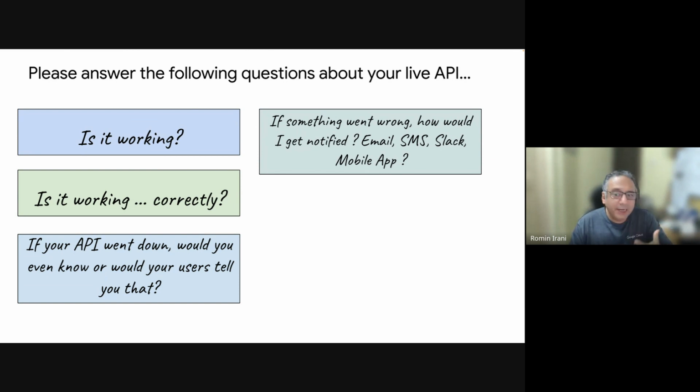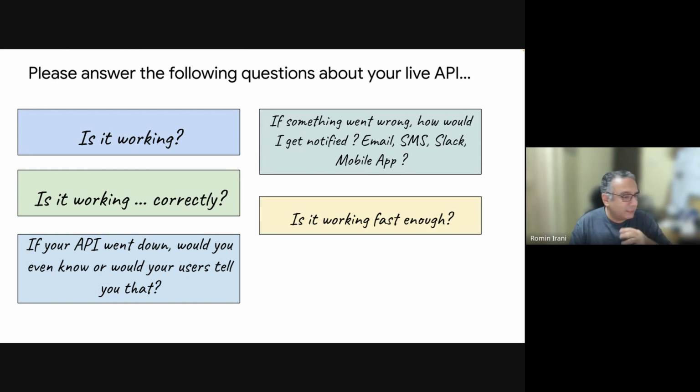It just doesn't end here. It goes on and on. Is it even working fast enough? It may be working for all you know, but the users still tell you it's giving responses very slowly. It was working fine a few days or a few hours earlier, but now it's not working fast enough.